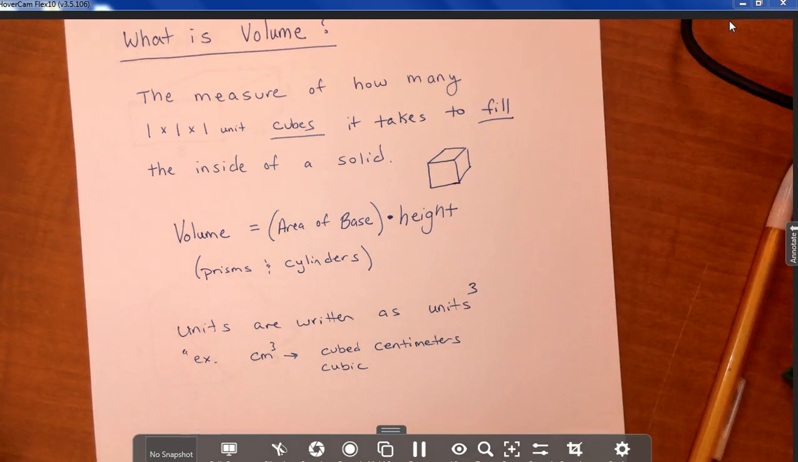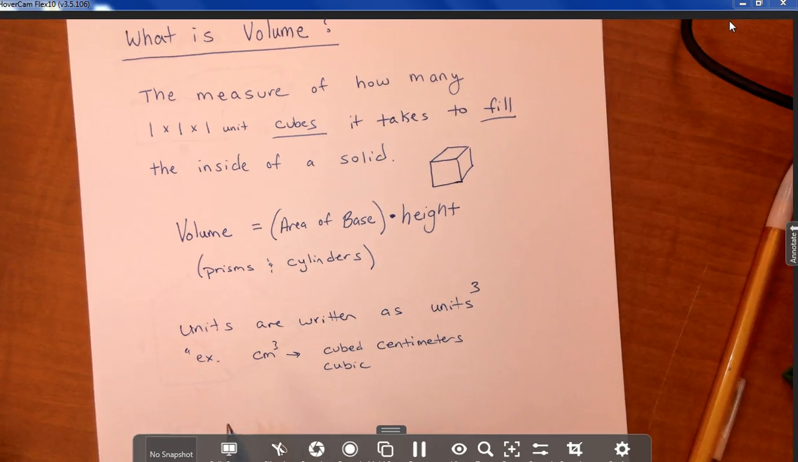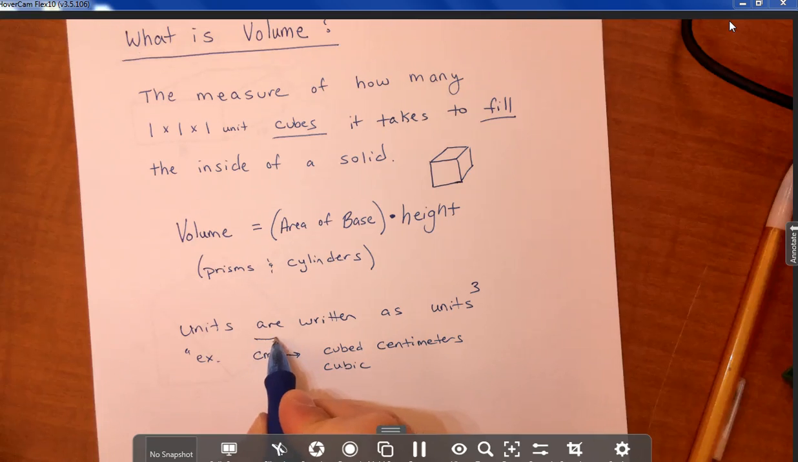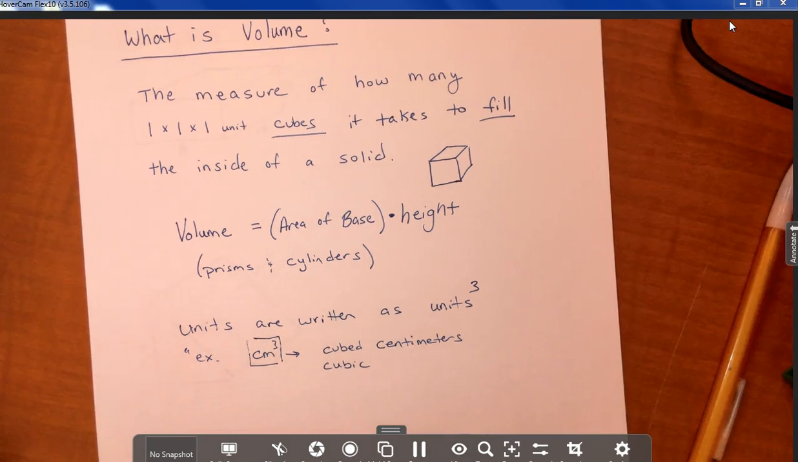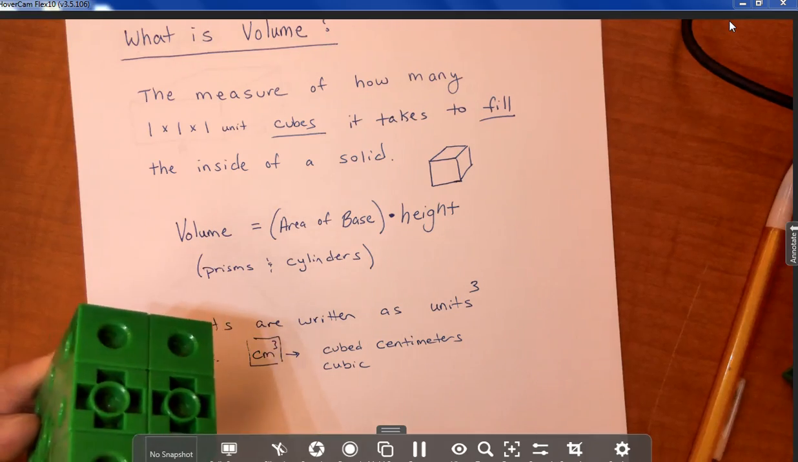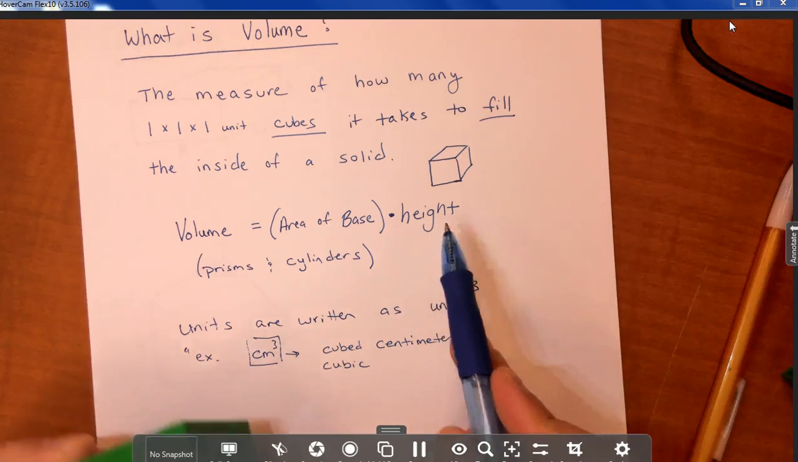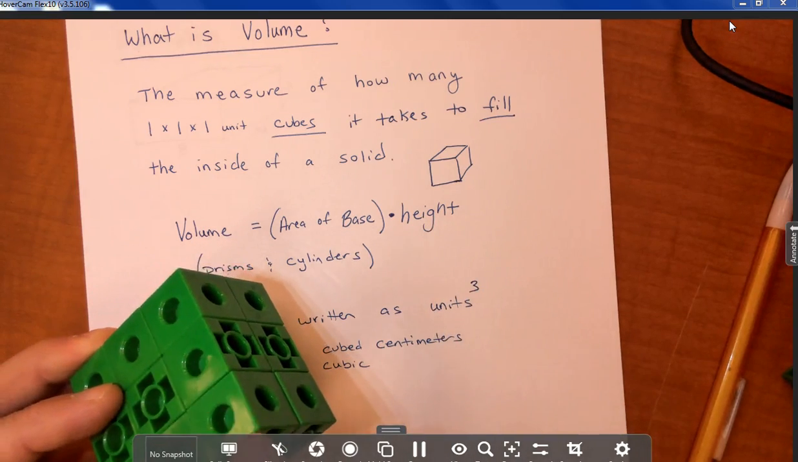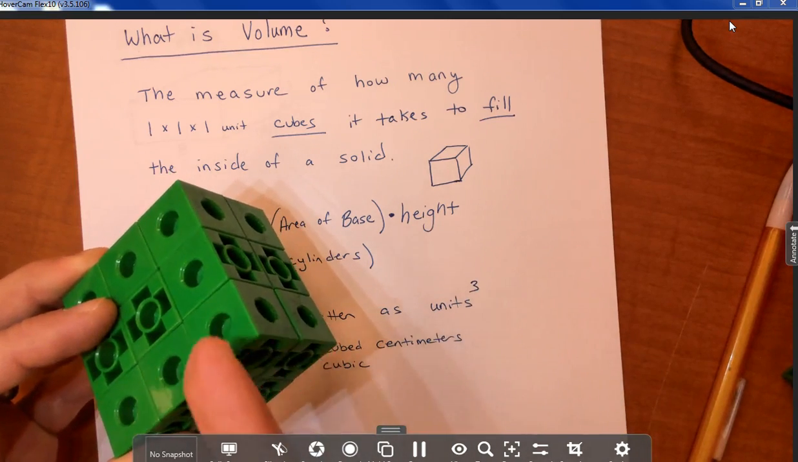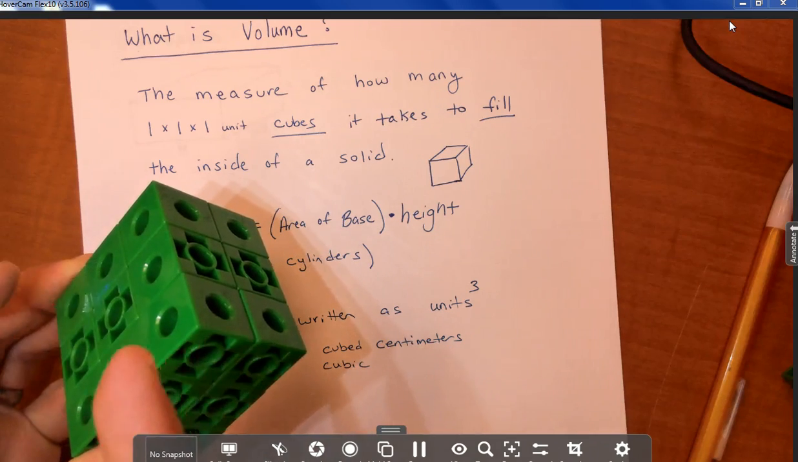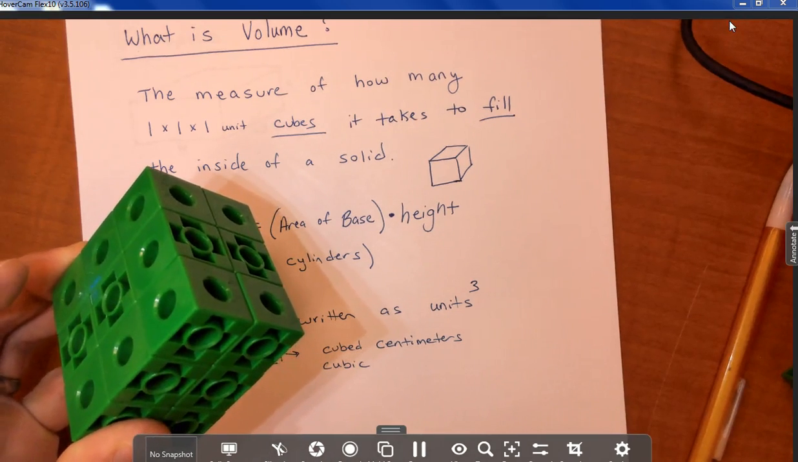So we'd say we have got so many cubic centimeters, just to make sure that we know, even though we see a centimeter, which we think of as a length, this is not a length. This is talking about cubes, how many cubes it took to fill the inside of the space. So we're multiplying the area of the base times height, because for every additional unit up, we've got another row of cubes that fits into the solid.